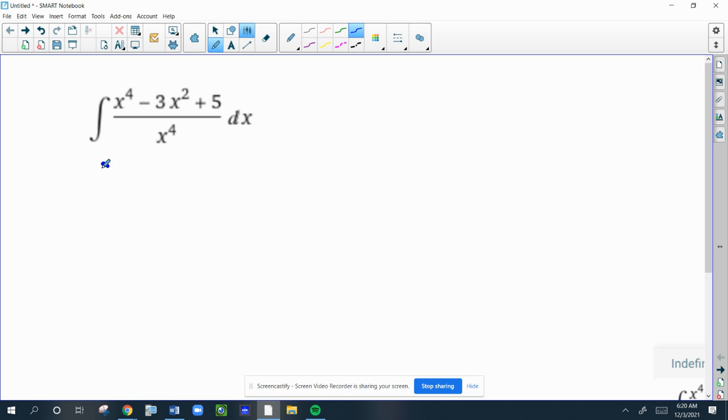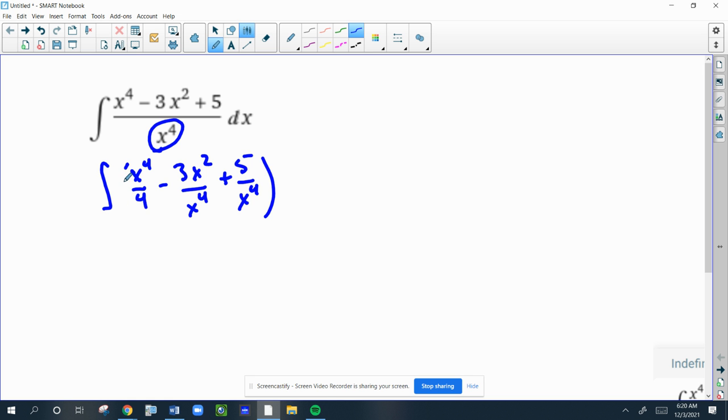So here we go. And remember, you can split it up as long as there's one term in the bottom like this. So we have x to the fourth over x to the fourth minus 3x squared over x to the fourth plus 5 over x to the fourth, all that with respect to x. Now, you're probably going to get used to not really noticing this, but this has to be with respect to x for us to integrate this. I forgot my x here.